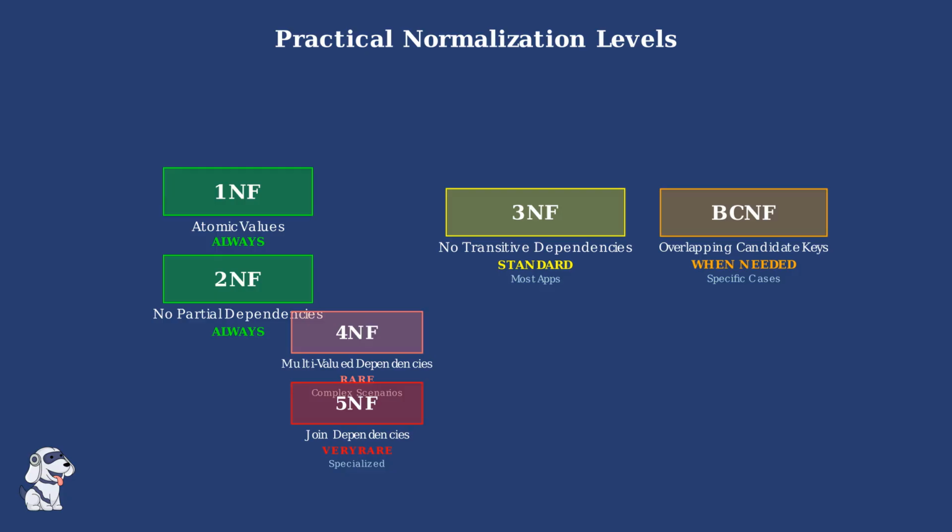Fourth and fifth normal forms are reserved for highly complex scenarios involving multi-valued dependencies and join dependencies. These are rarely needed in typical business applications and should only be considered for specialized data modeling requirements. To help you choose the appropriate normalization level, consider this practical decision framework that guides you through the key questions and considerations for each normal form.